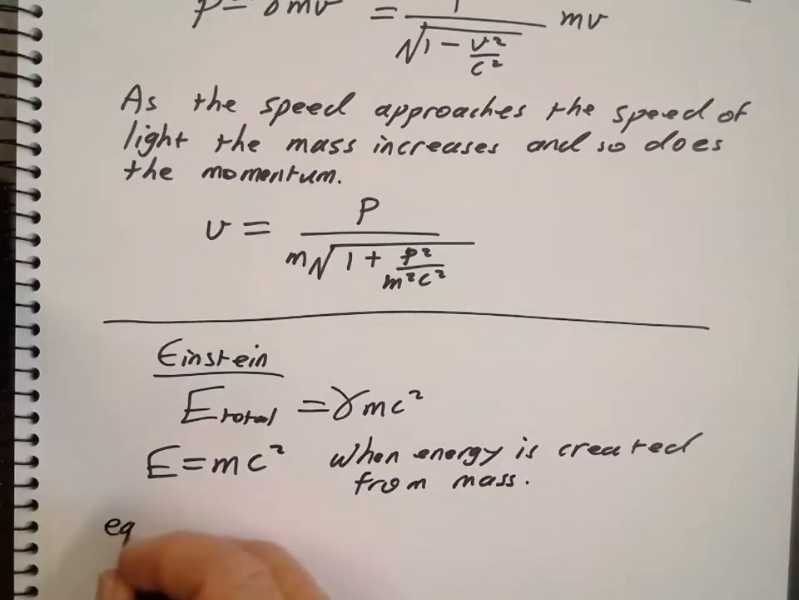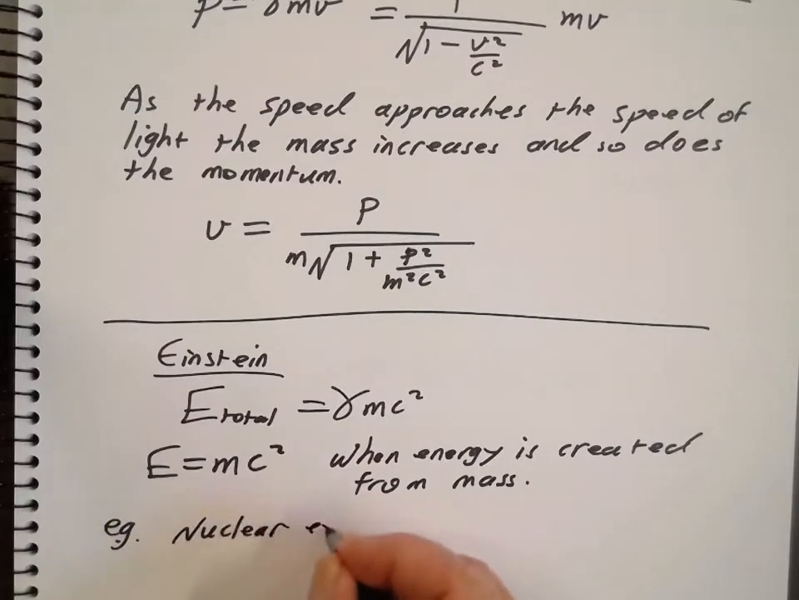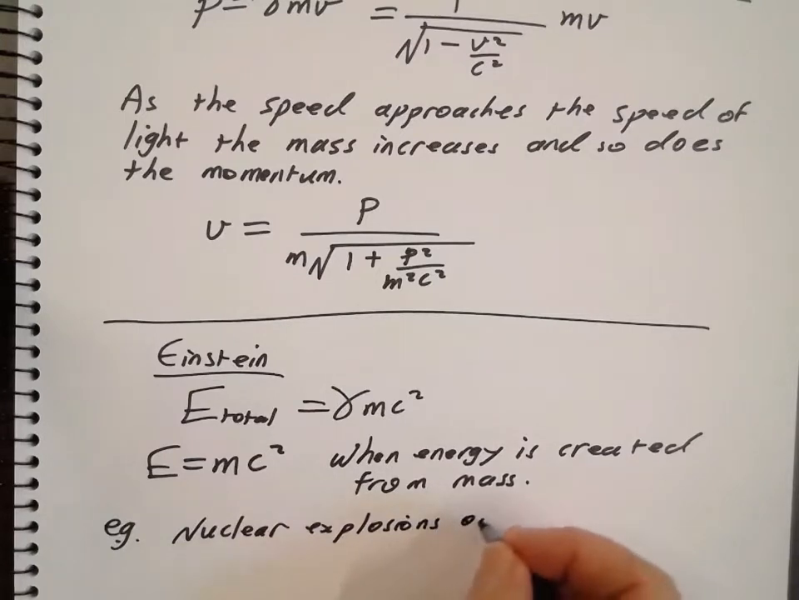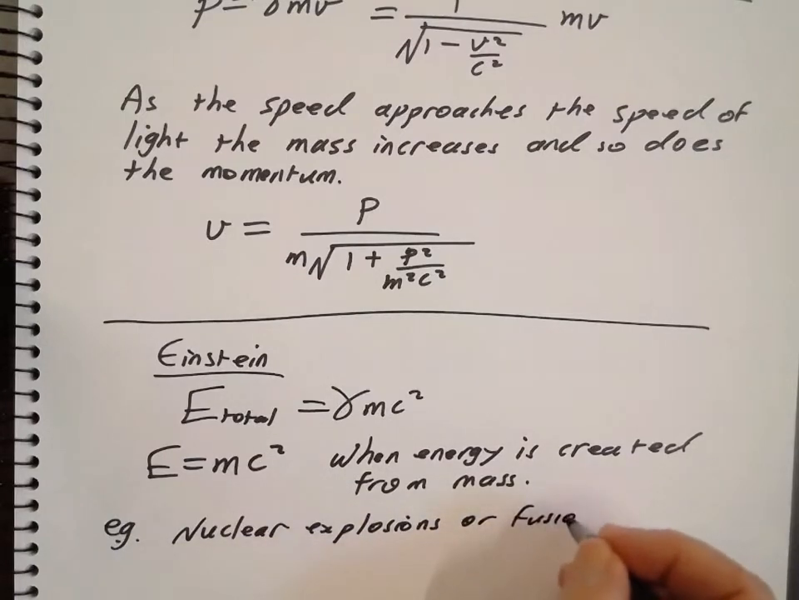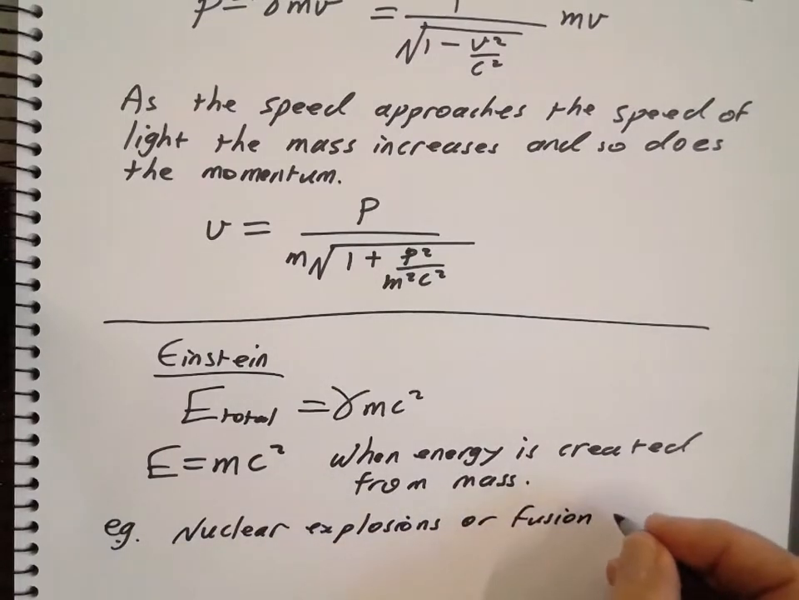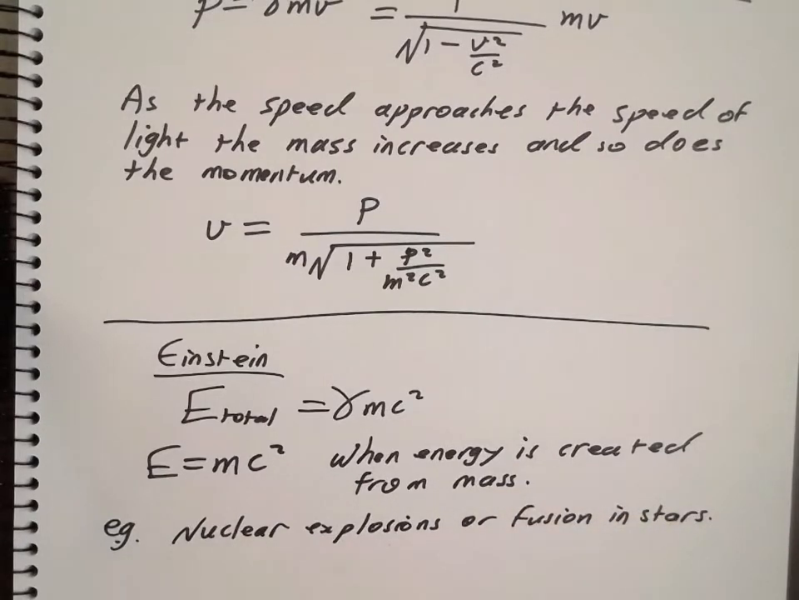So, e.g. in nuclear explosions, or fusion like at stars. So the mass is converted directly to energy. So obviously you get enormous amounts when you multiply it by 3 by 10 to the 8 squared.